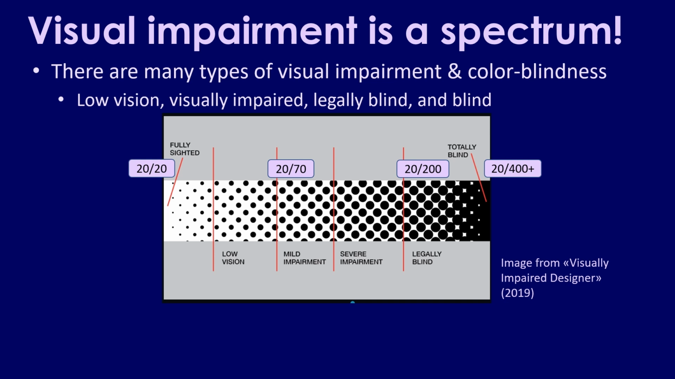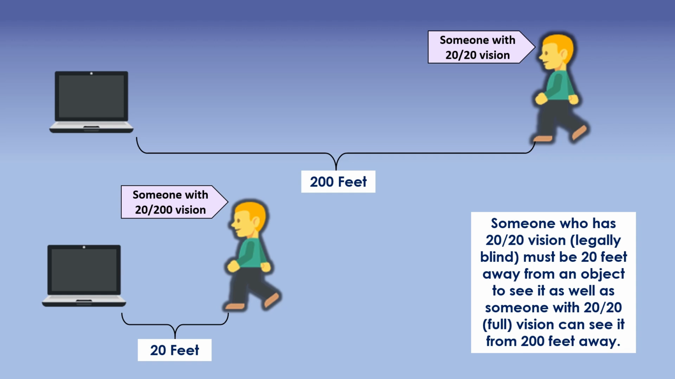Myself, for example, my vision is 20/200. This can be a little confusing for people, especially people outside of the US who don't necessarily use the system. I created this to explain it. Someone who has 20/20 vision, or what's considered full vision, can be 200 feet away from an object, whereas I, having 20/200 vision, have to go 20 feet away from that same object in order to see it.